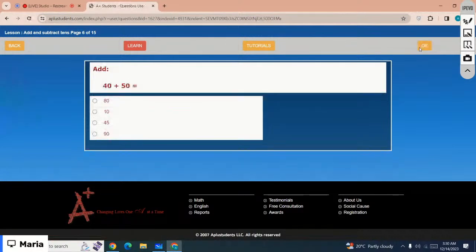Okay, the next one is 40 plus 50. Which is the correct option? The correct option is 90, right? You need to add the digits that are at the ones position. So together they make 90. Got it?